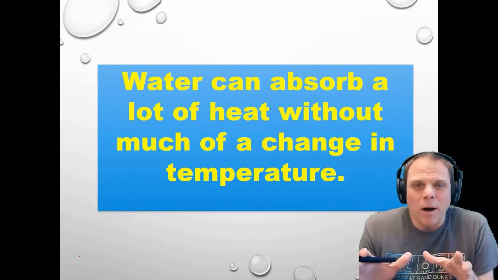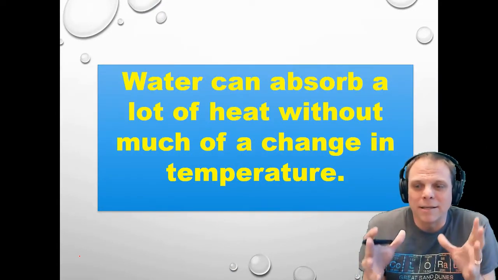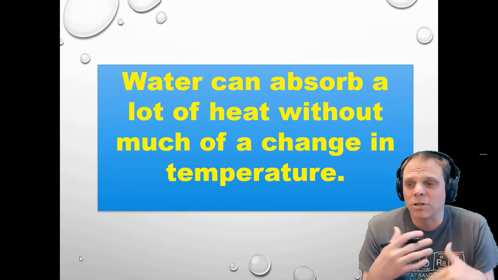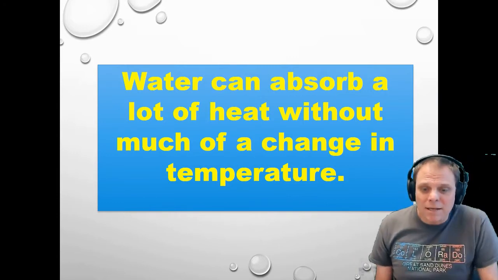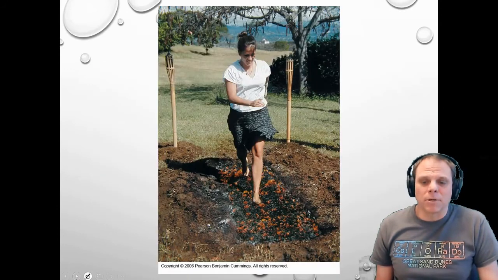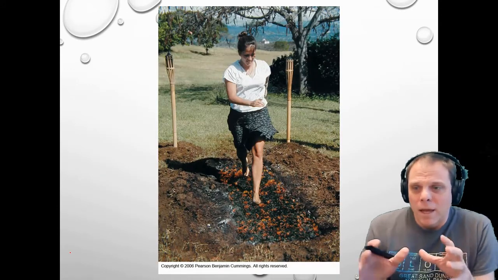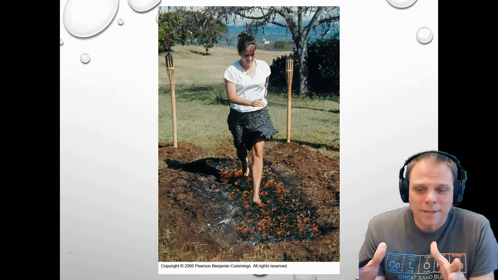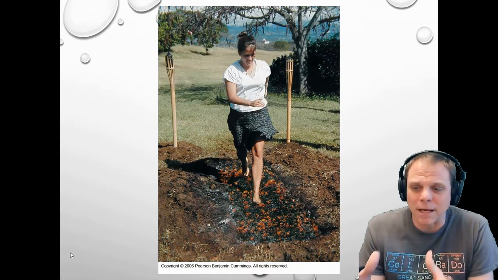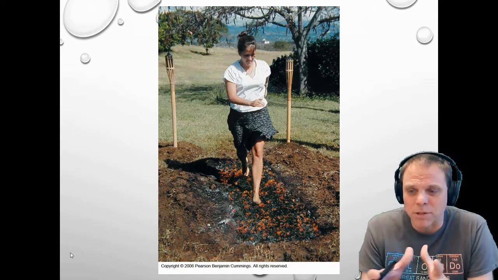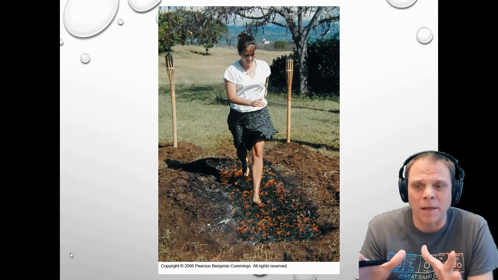Okay, another little part of water that we want to talk about briefly here is the idea that water absorbs tons of heat without changing the temperature much, because this is regulating the temperature of our planet. Now, here we've got somebody that's walking across a set of hot coals, right? These are burning coals that this person is walking across. You can see a little fire there by their feet.